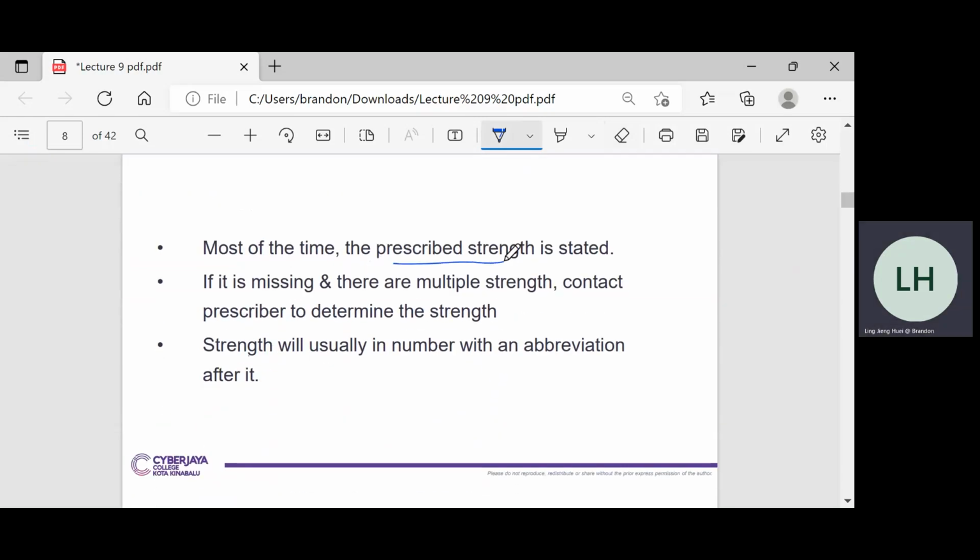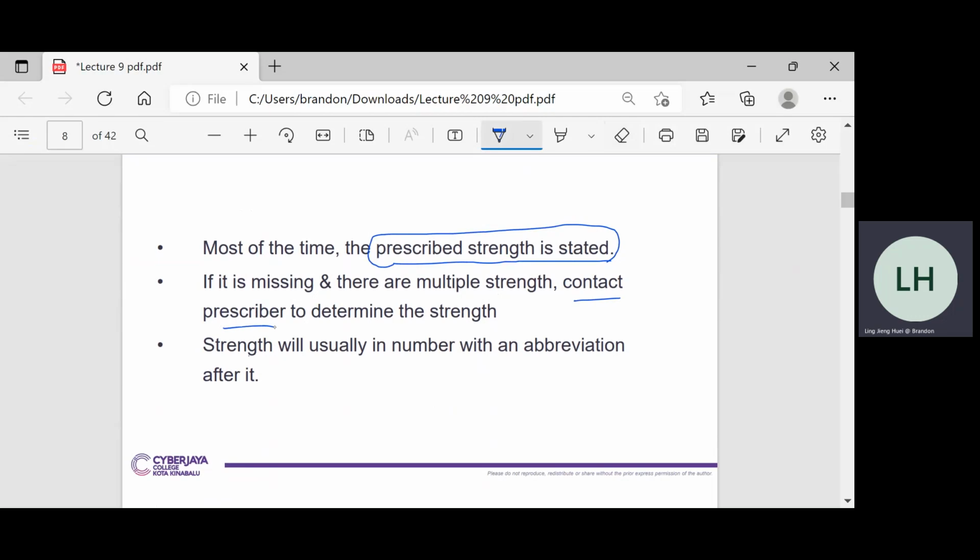So most of the time the prescribed strength is stated. So untuk prescription yang bagus, biasanya doktor akan indicate itu prescribed strength. So kalau kamu tidak tahu apakah strength yang digunakan, it is always good to check with the pharmacist ataupun check dengan kita punya doktor lah. Just call the doctor and ask what is the strength that we need to give it to the patient.